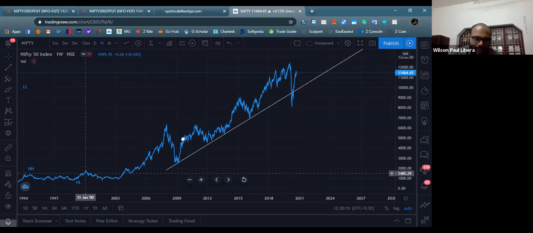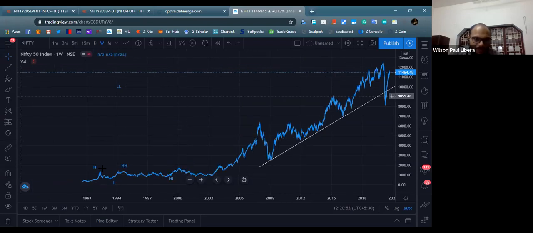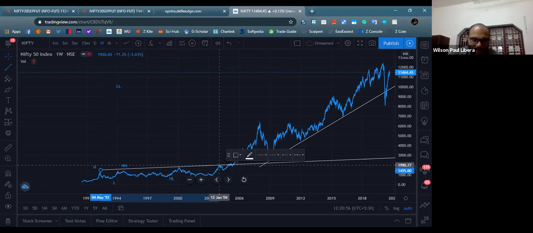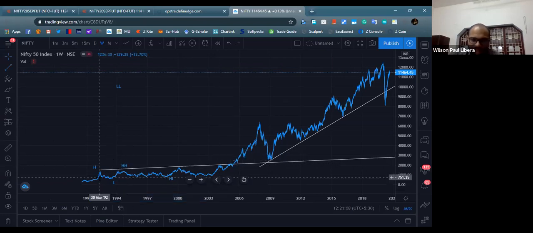Okay, so here let's see a range breakout. I mean, this is a trend line breakout, a classical trend line breakout. How to draw a trend line, that will take another hour, so I'm not getting into it. I'm just showing you it is working.